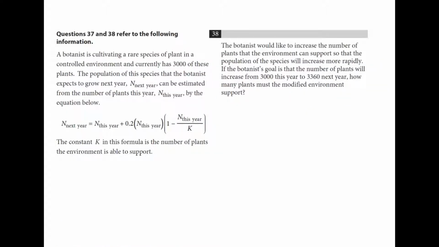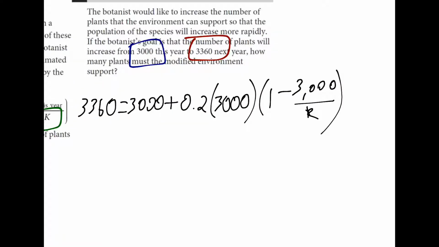38. The botanist would like to increase the number of plants that the environment can support so that the population of the species will increase more rapidly. If the botanist's goal is that the number of plants will increase from 3,000 this year to 3,360 next year, how many plants must the modified environment support? So into that same equation, 3,000 is going to be N this year, 3,360 is going to be N next year, and we are solving for K.